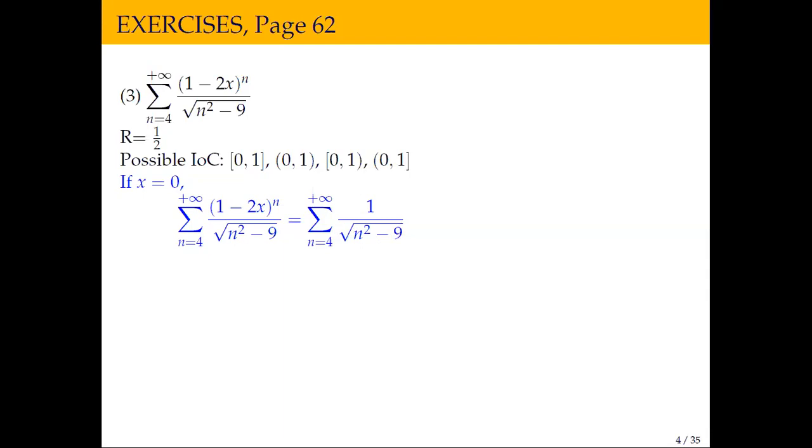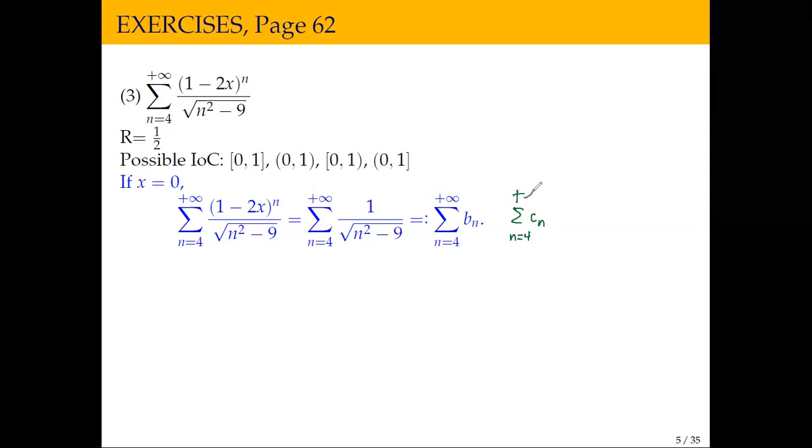Thus, we can apply the limit comparison test. Let's call each term in this series to be b sub n. If that is the case, we have to look for another infinite series, say the infinite series of c sub n from 4 to positive infinity, where c sub n is positive for all n. Again, for us to apply the limit comparison test, we have to look for another infinite series where c sub n is positive for all n.